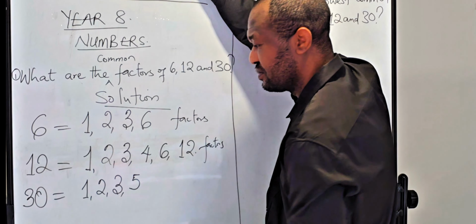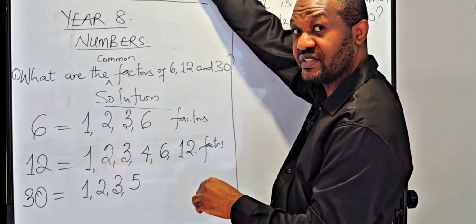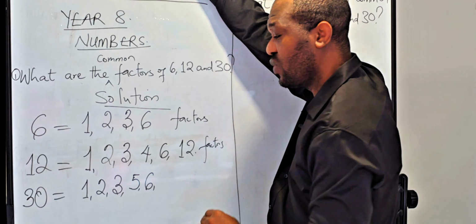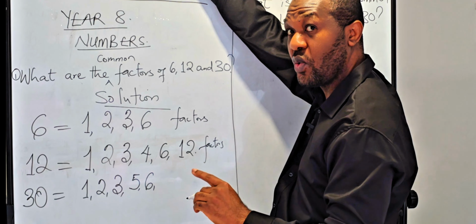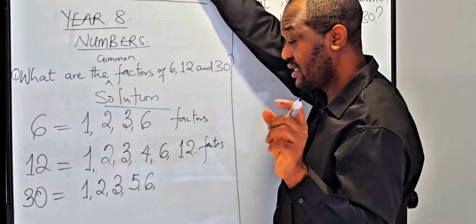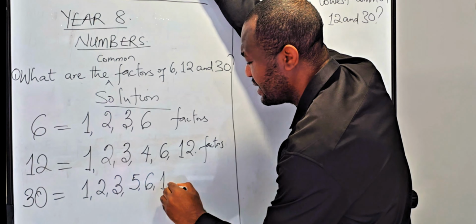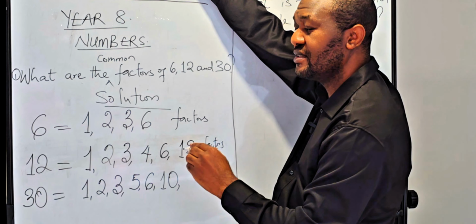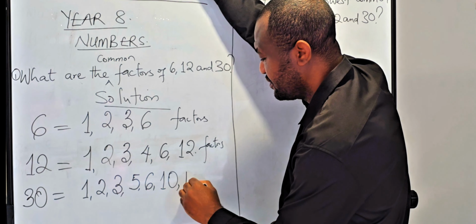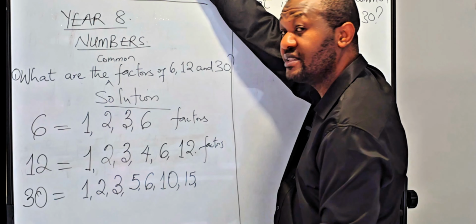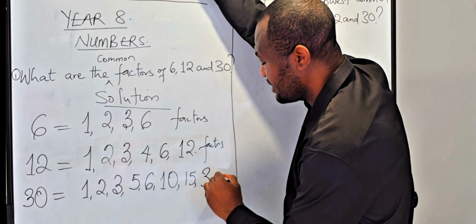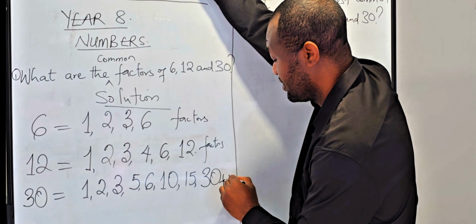5 is a factor, because when 30 divides 5, it gives you 6, no remainder. 6 is a factor because when 30 divides 6, it gives you 5, no remainder. Always have it at the back of your mind that there must be no remainder when that division is done. 10 is a factor because 30 divided by 10 will give you 3, no remainder. And 15 is also a factor. 30 divided by 15 gives you 2 without a remainder. 30 is finally the last factor.